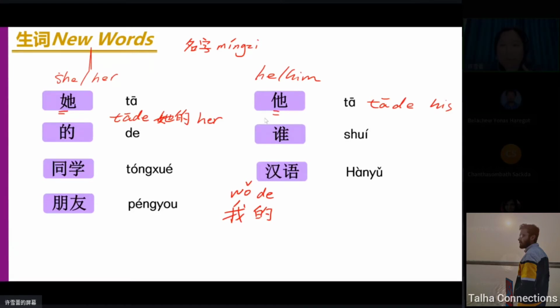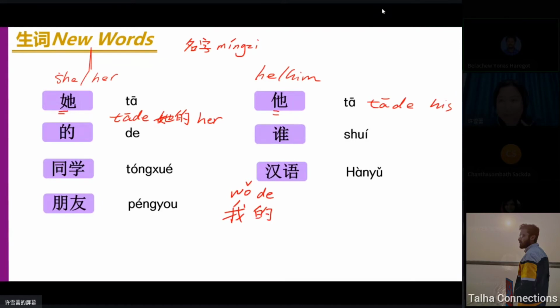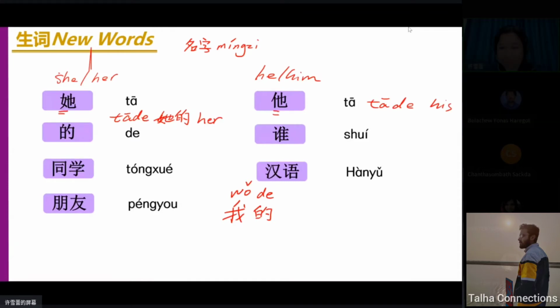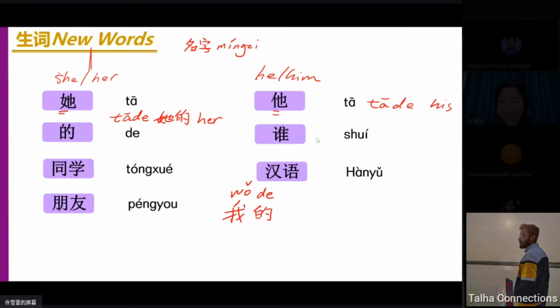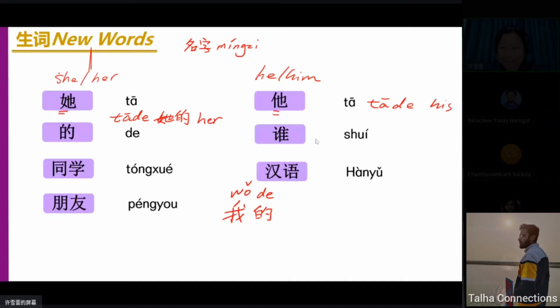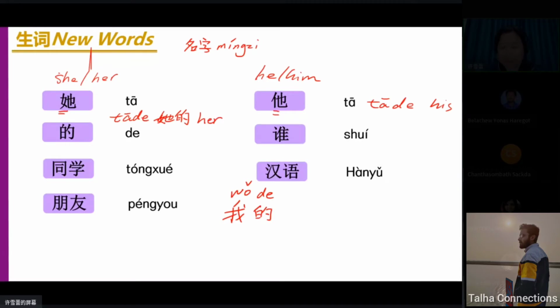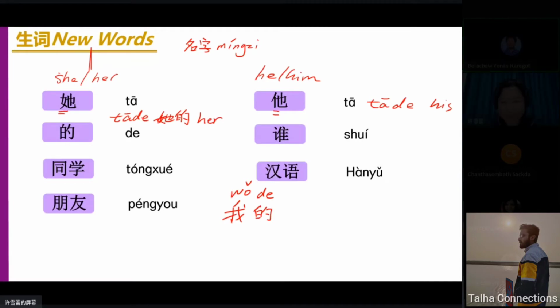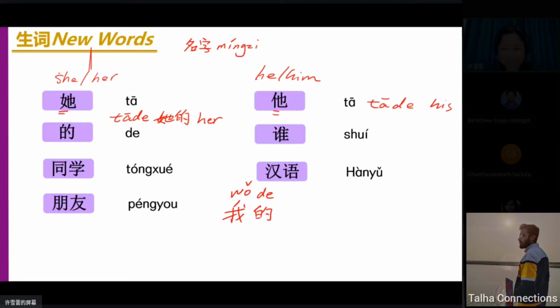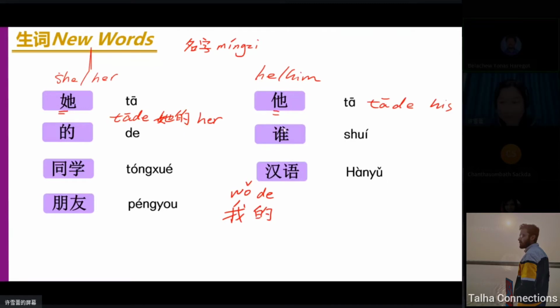Okay, one more very difficult question. Whose? How to express whose in Chinese? Who is 谁, and whose? In Chinese, you may try. For example, whose book, whose name, whose classmates, whose? How to say that whose in Chinese? Now, who is 谁? Whose should be 谁的?